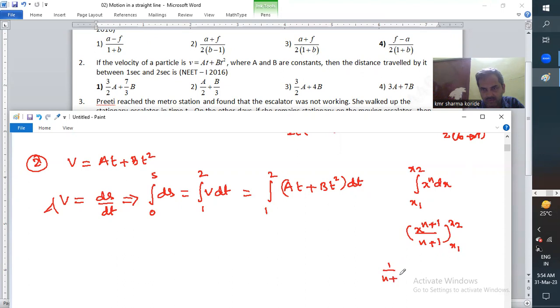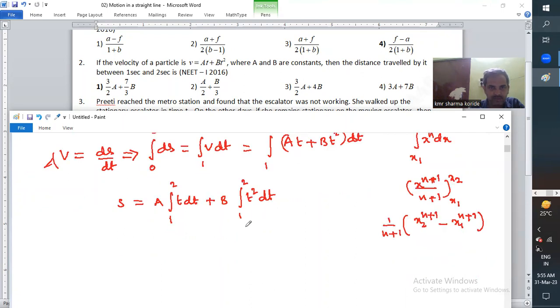1 by n plus 1, you write outside, x2 to the power of n plus 1 minus x1 to the power of n plus 1. Just imagine some numbers in place of n. Then, this is s only. Integration of ds is s. Then a times t dt, with limits 1 and 2, plus b t square dt, lower limit 1, upper limit 2. So, integration of t is t square by 2 as per the formula.